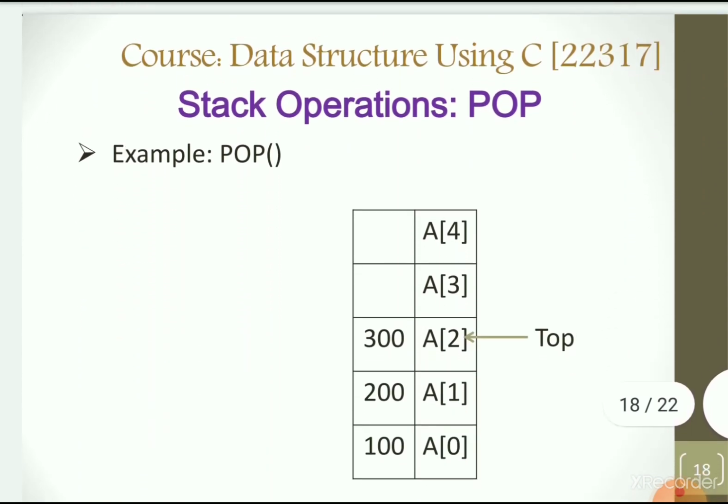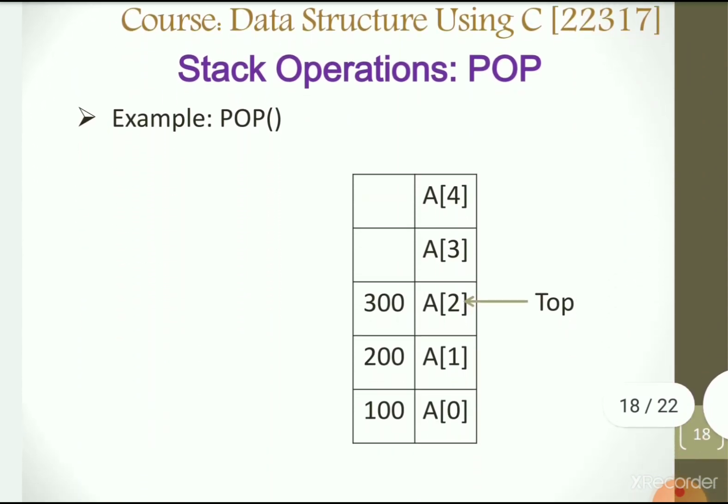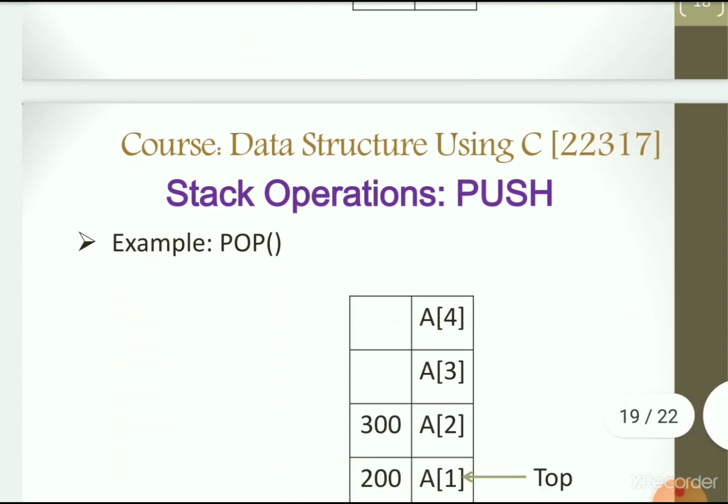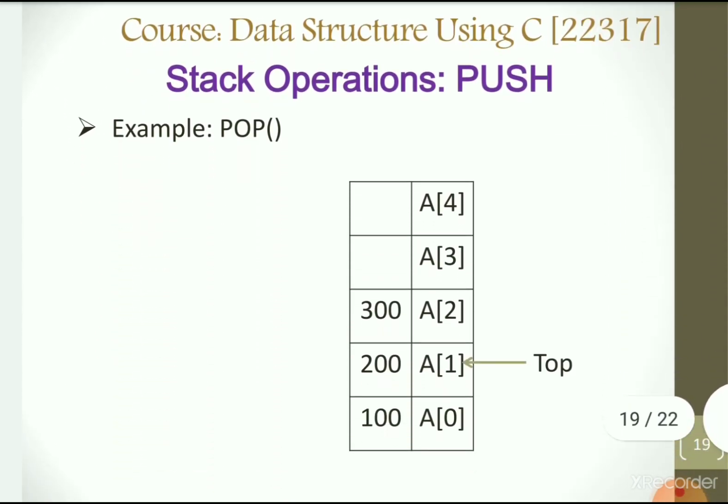So again, look at the pop operation here. This is the stack which is given. Already it is having 3 elements. Top is at 2. 3 elements 100, 200 and 300 are inserted into the stack. Now we have to pop. So when we call the method pop, we have to store that particular element which is at the top of the stack in some variable. Say element equal to 300. We have stored it in some variable. Now we have to decrease the top by 1.